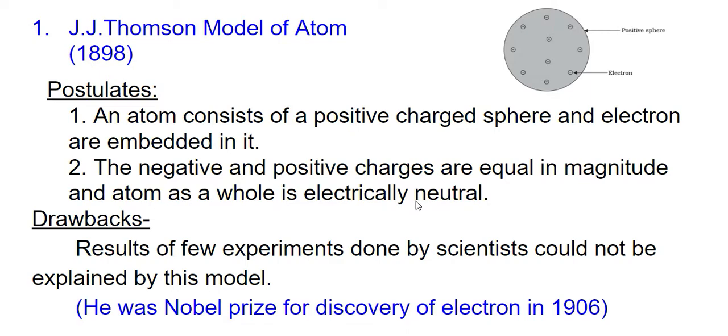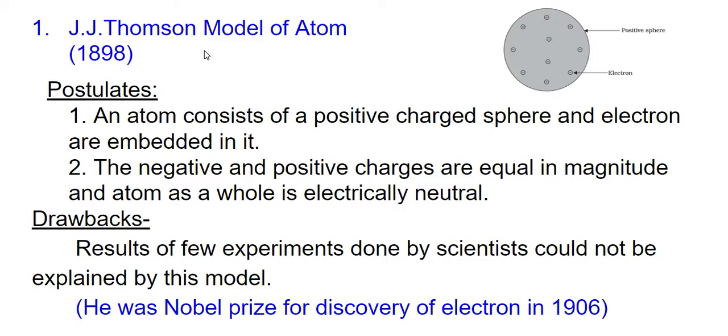So this gives an exact result. Yes, the matter is neutral. But still, there are some drawbacks. Results of few experiments done by some other scientists could not be explained by this model. And he was given a Nobel Prize for the discovery of electron in 1906.